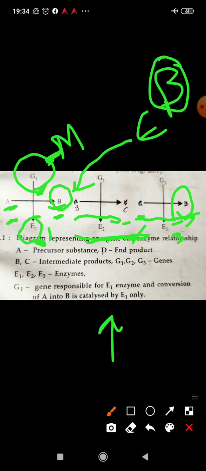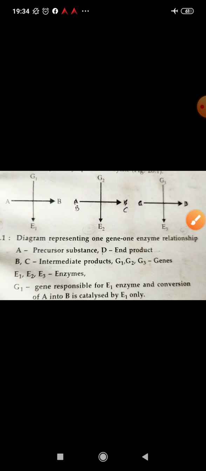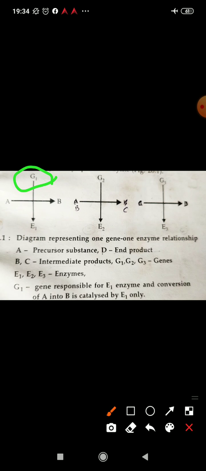Biddle and Tatum proved that each chemical step of a reaction in a cell requires a specific enzyme that is produced due to a specific gene. Just see here now, if there is a mutation in the G1 gene, then B will not be produced.